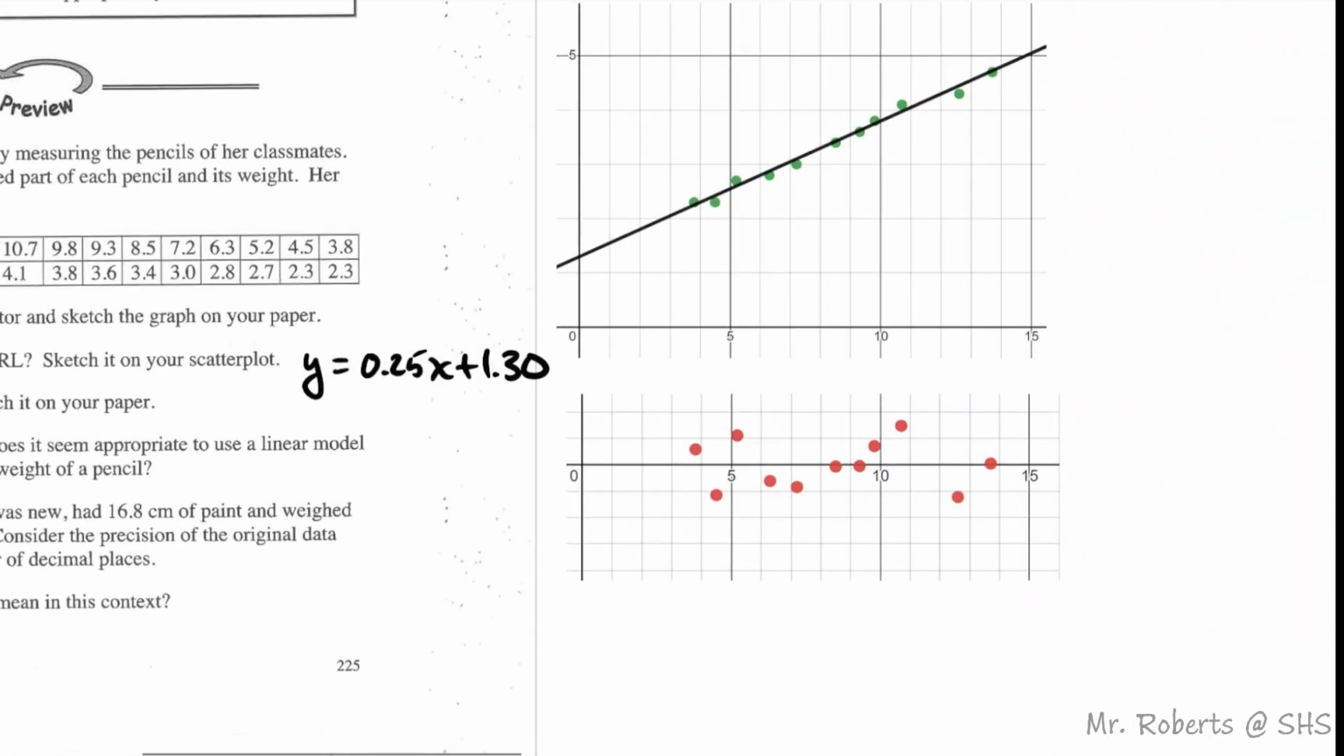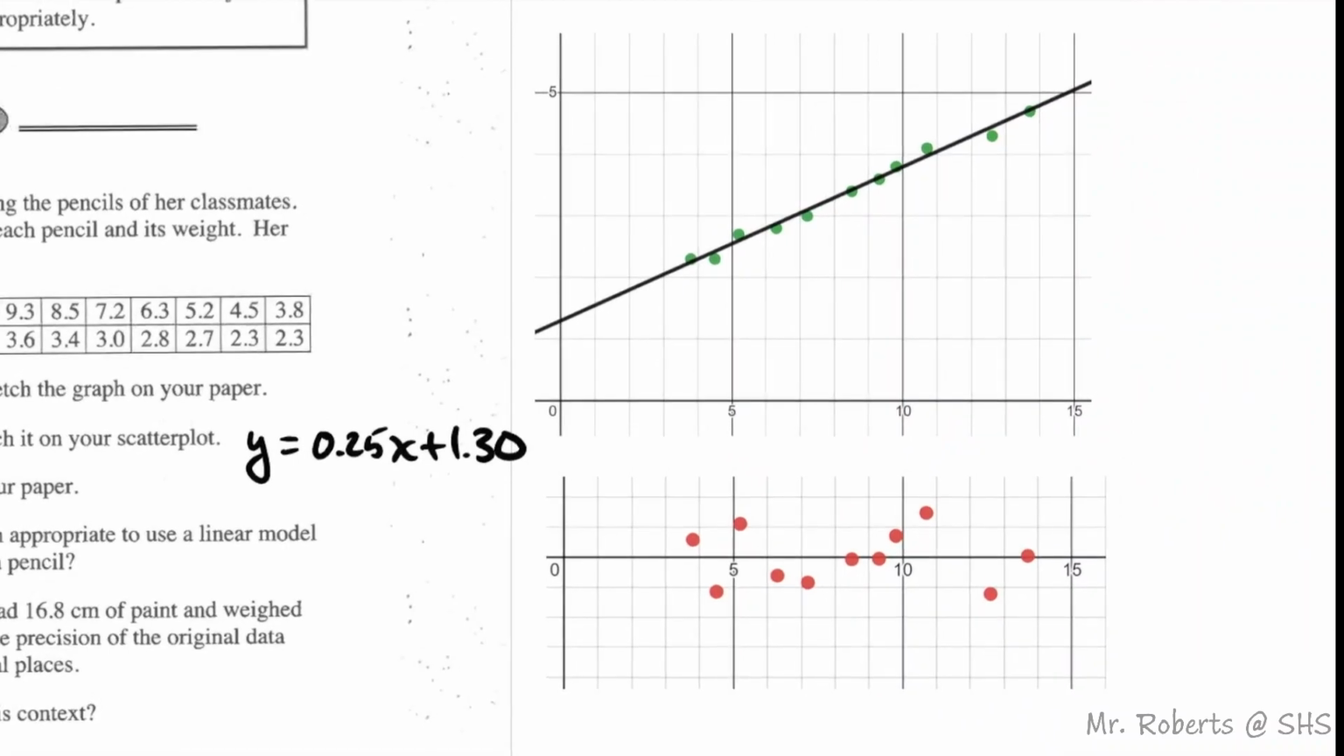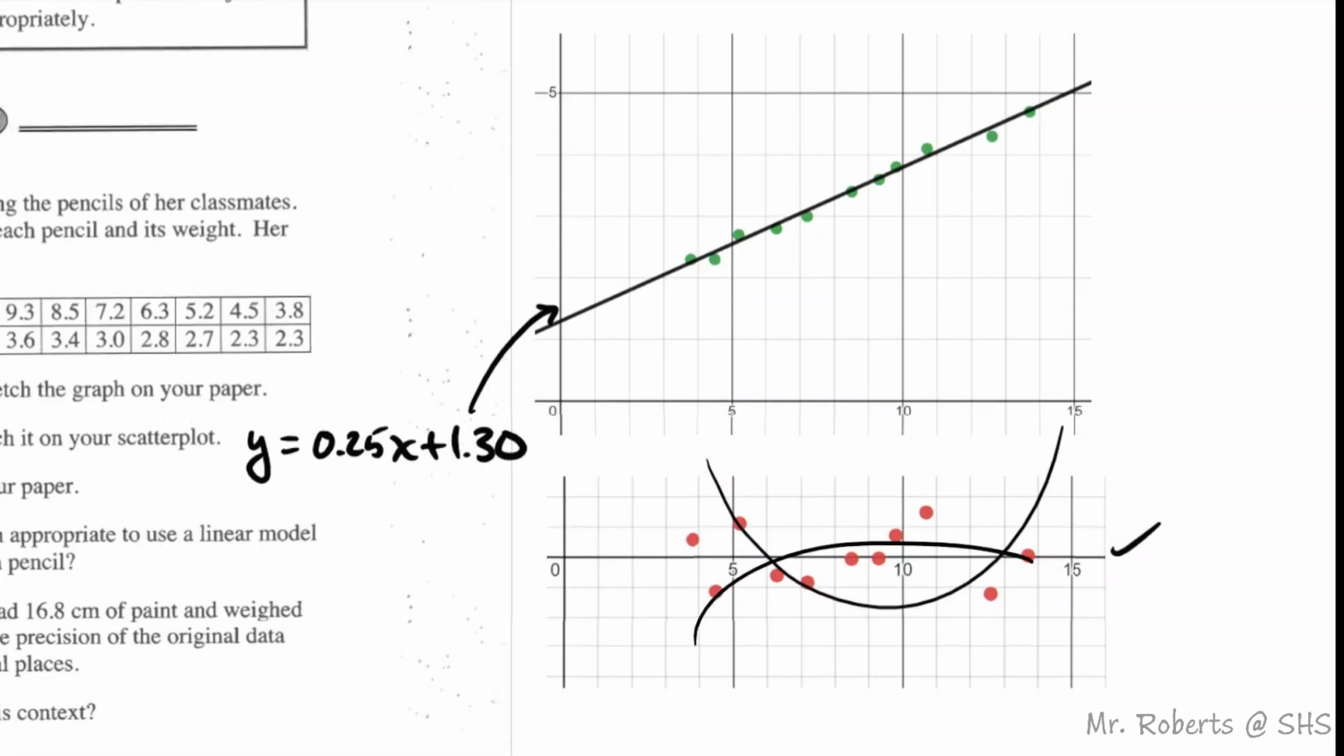So here you can see I've got the scatter plot with the line of best fit. I've got the equation of that line of best fit. And then below, I have my residual plot. Wonderful. As I look at that residual plot, I do not see a high, low, high pattern. I don't see a pattern inherent in this residual plot.